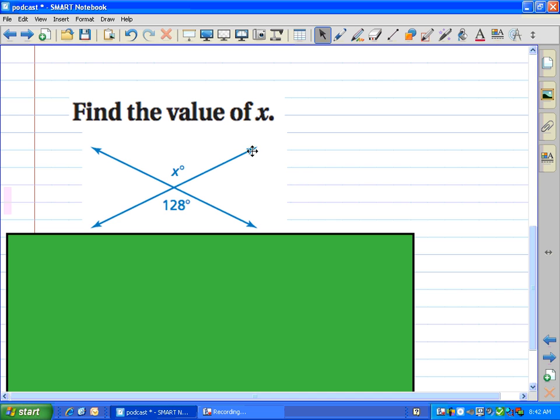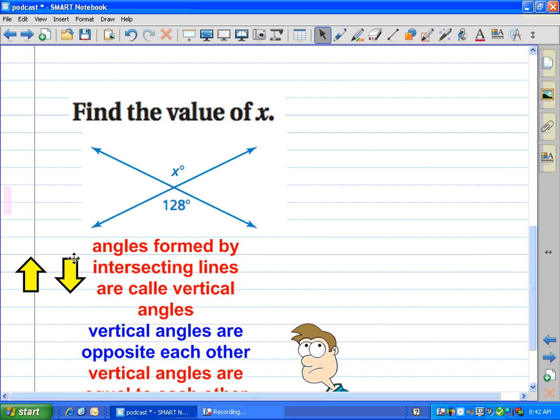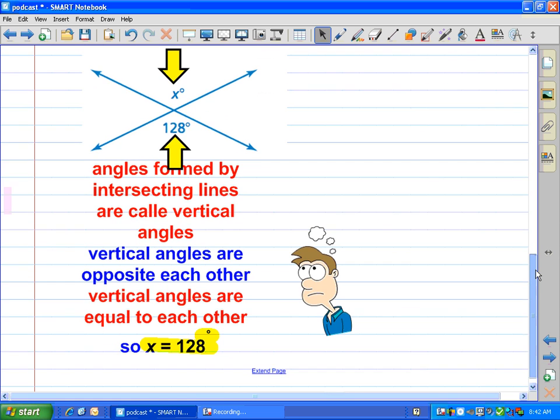Find the value of x. Ask yourself, complementary angles, supplementary angles, vertical angles. Ooh, excellent job. Plus 10 if you said vertical angles. By definition, vertical angles are formed by intersecting lines. They are across from each other, and they are congruent. They definitely are across from each other. I have intersecting lines, and they are congruent.